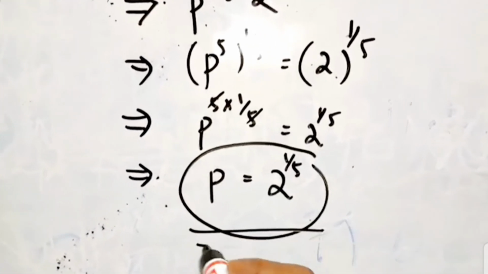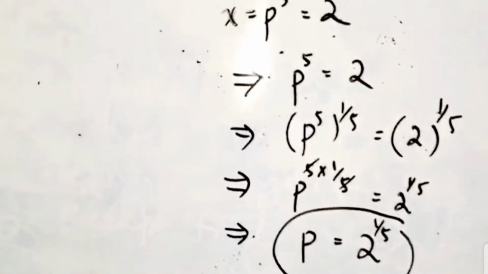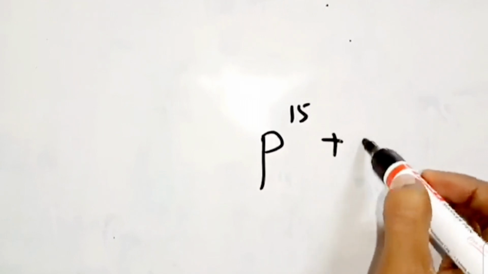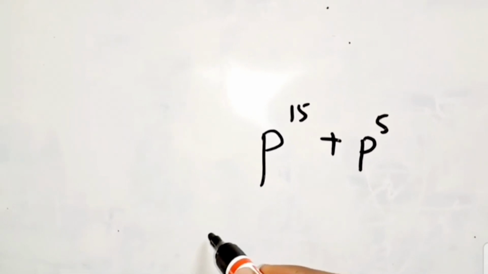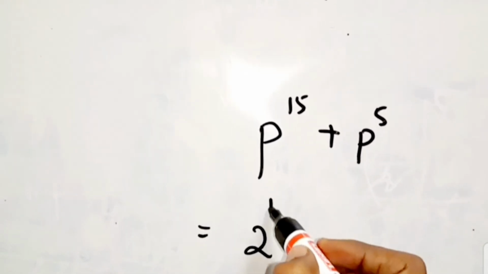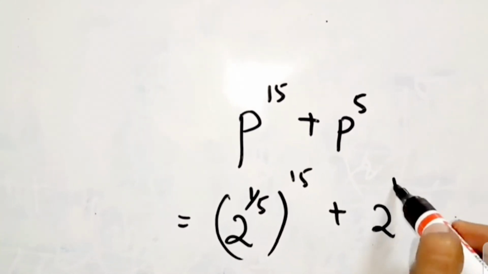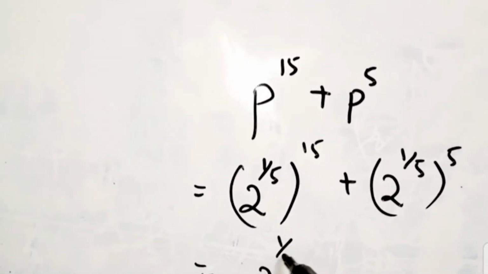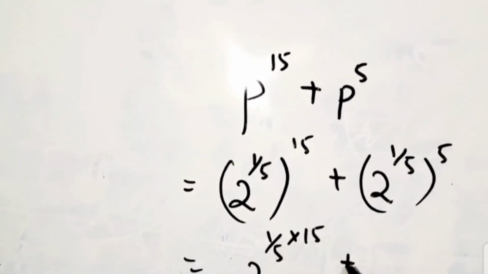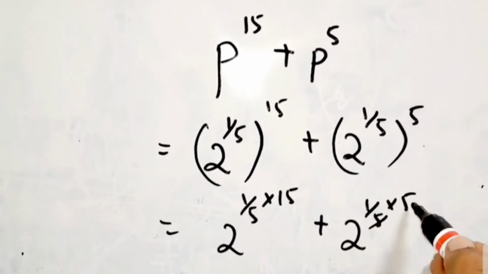Now after getting this, we can put this value in our original equation and check whether it is correct or not. Okay, so our original equation was p to the power 15 plus p to the power 5, and our answer was 10. So we will check whether it is satisfying or not, because p is 2 to the power 1 by 5 as we got. 2 to the power 1 by 5, to the power 15, plus 2 to the power 1 by 5, to the power 5, and this will give us 2 raised to power 1 by 5 multiplied by 15 plus 2 raised to power 1 by 5 multiplied by 5. This 5 gets cancelled with 5.